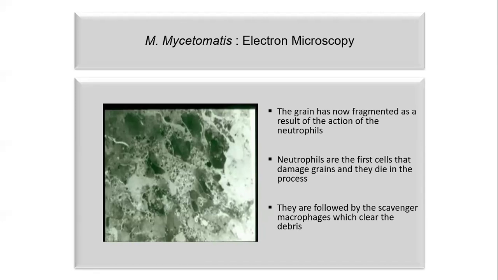And we said that the first cells that come into action are the neutrophils. And then after that, they commit suicide. They die in the process. It becomes more organized. They are followed by the macrophages, which clear the debris.